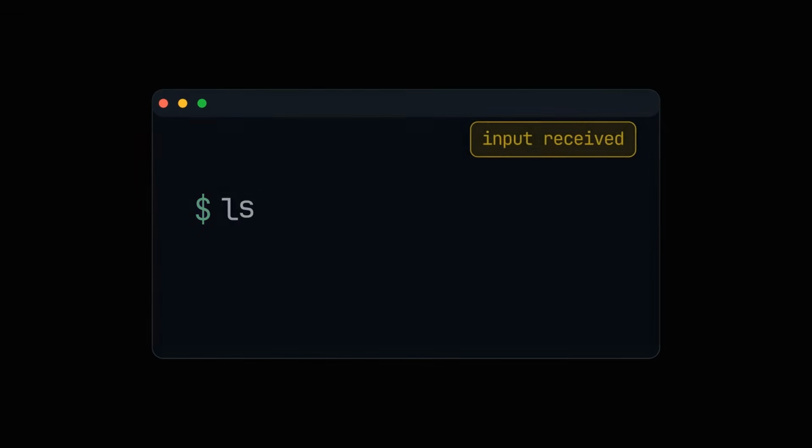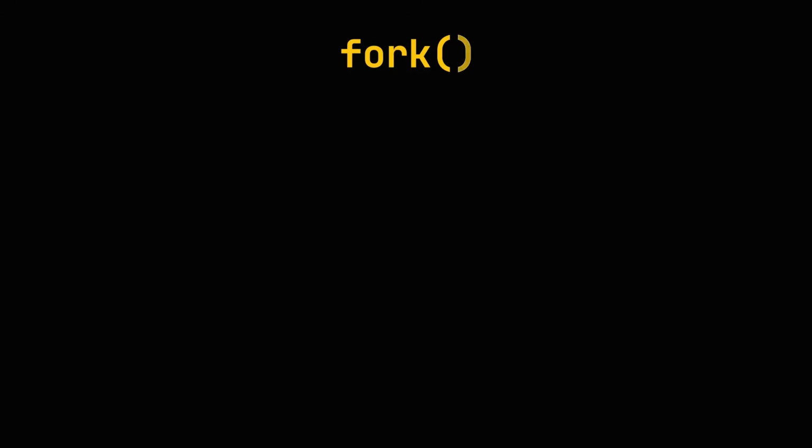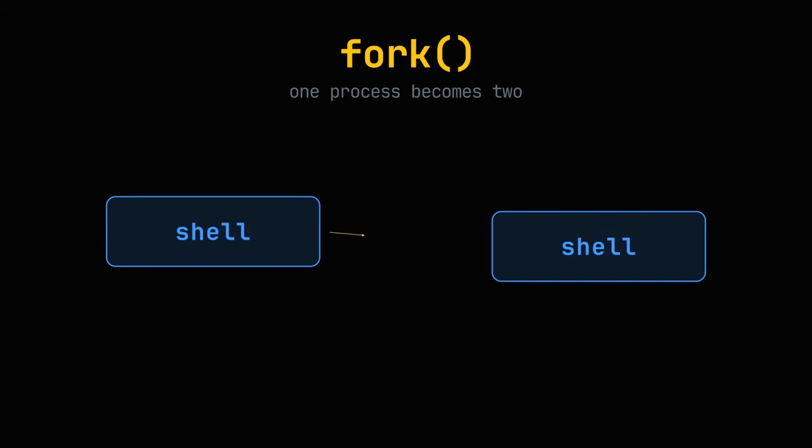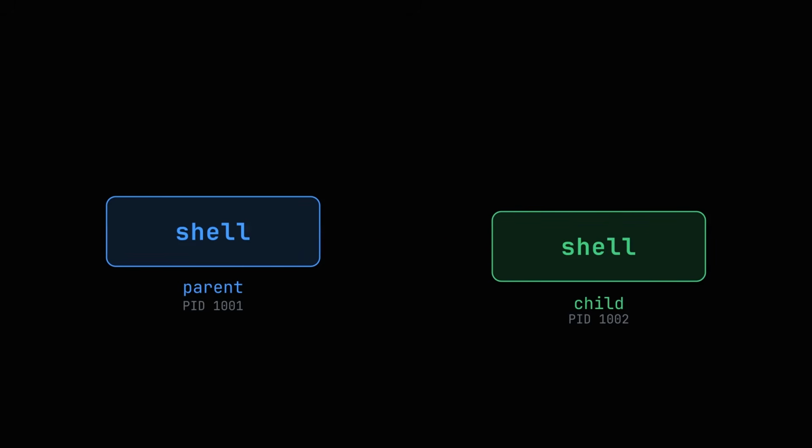You type ls and press enter. At this point, your shell reads input. It parses the command, figures out what binary to execute. But here's the important part. The shell does not execute it itself. Instead, it calls a system call like fork. Fork creates a new process, almost an exact copy of the current shell. Same memory, same code, same state, but with one critical difference, a new PID.